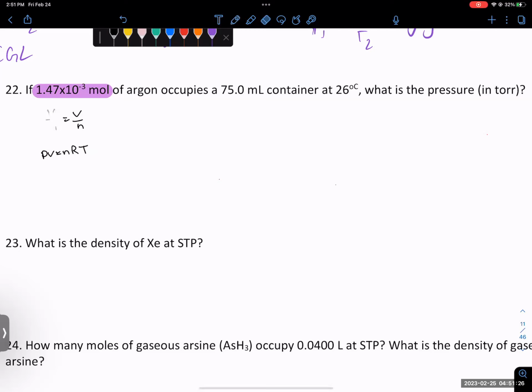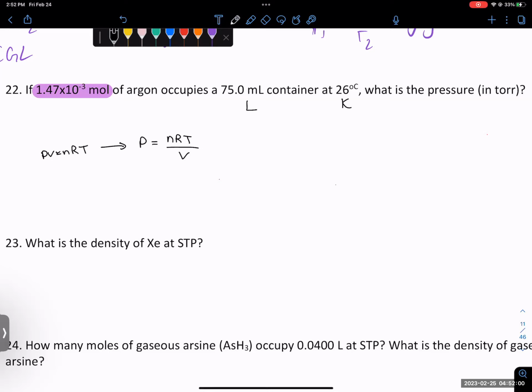So let's erase this part. We want to solve for pressure, and we just divide both sides by V, and we'll get P equals nRT over V. And from here, we can go ahead and plug everything in that we need. But one thing I noticed is that our units need to be in what? So liters, Kelvin, and moles is fine.